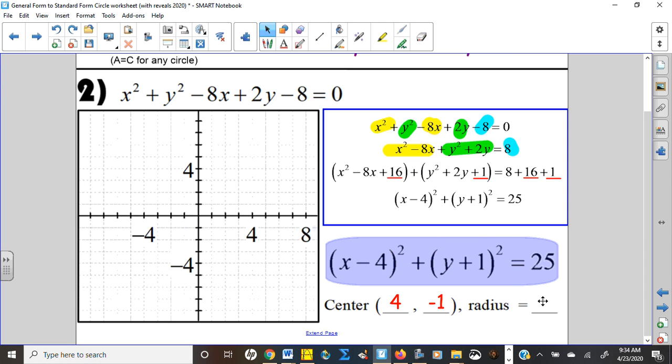Square root of 25 is 5. So let's go over 4. Let's go down 1 and then out 5 units each direction. Look at that. You are rolling.